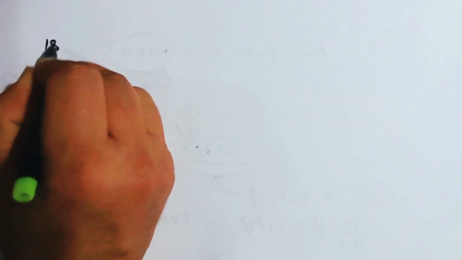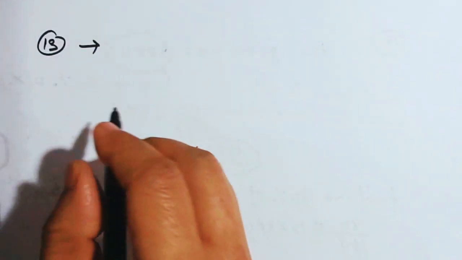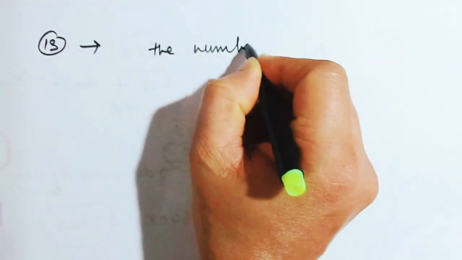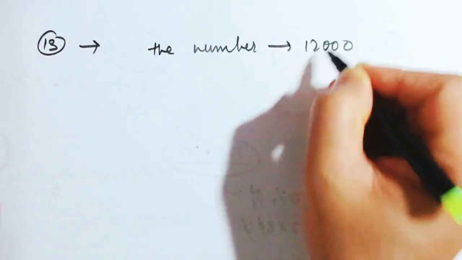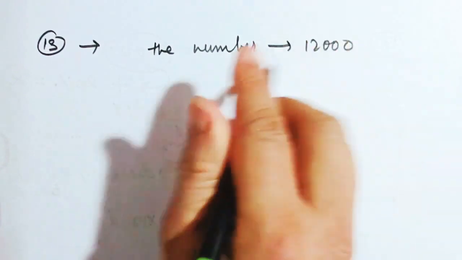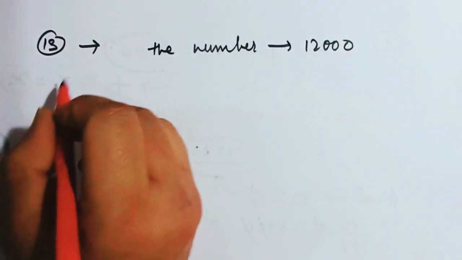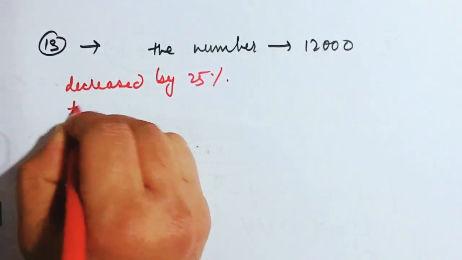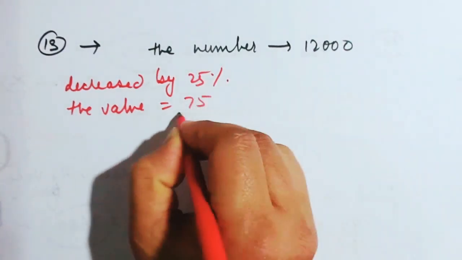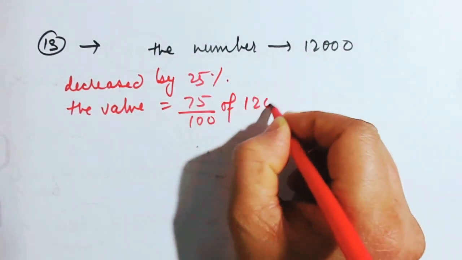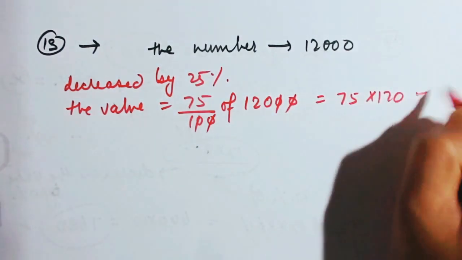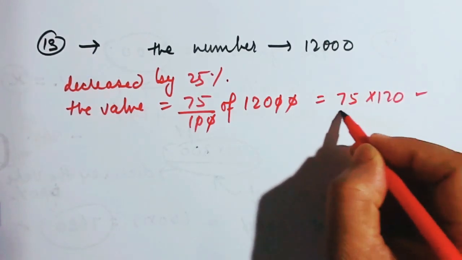Okay, number 18. Number 18 is also of the same type, but still we'll do it so that it gets embedded in your brain. The original number is 12000. This number 12000 is first decreased by 25%. Decreased by 25% means the value will be 75% of this particular number 12000. Do not multiply it, please. 75 into 120. Leave it as it is. So this is the decreased value.